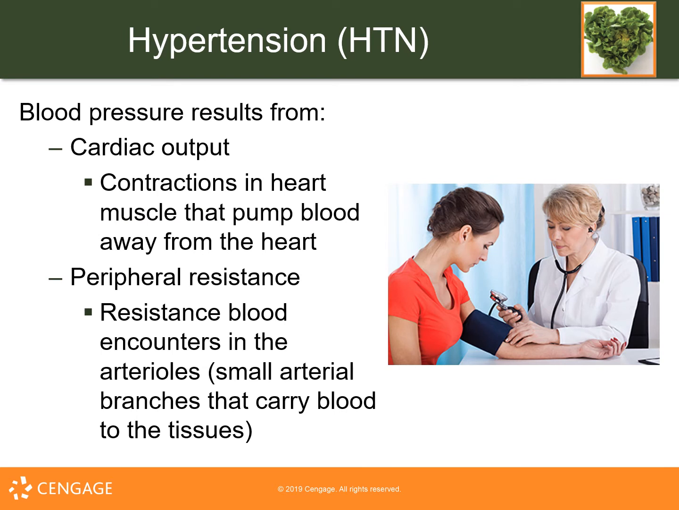So now moving away from coronary heart disease and onto hypertension or high blood pressure. Blood pressure results from cardiac output or contractions in heart muscle that pump blood away from the heart. Peripheral resistance is the resistance blood encounters in the arterioles, or the small arterial branches that carry blood to the tissue. With an increase in either cardiac output or peripheral resistance, blood pressure rises.